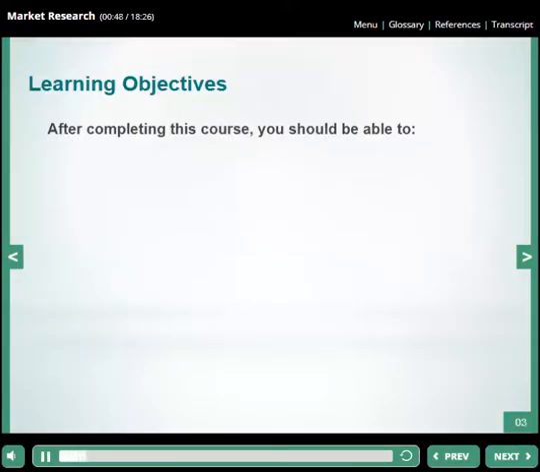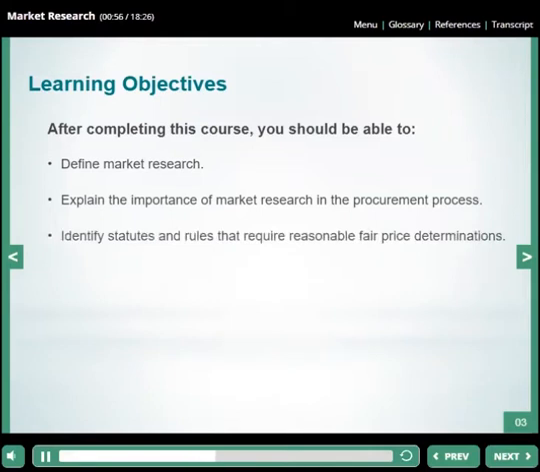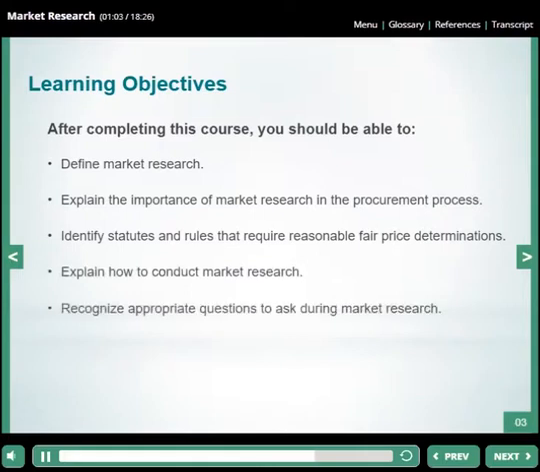In this course, you will learn how to define market research, explain the importance of market research in the procurement process, identify statutes and rules that require reasonable, fair price determinations, explain how to conduct market research, recognize appropriate questions to ask during market research, and identify appropriate market research tools.